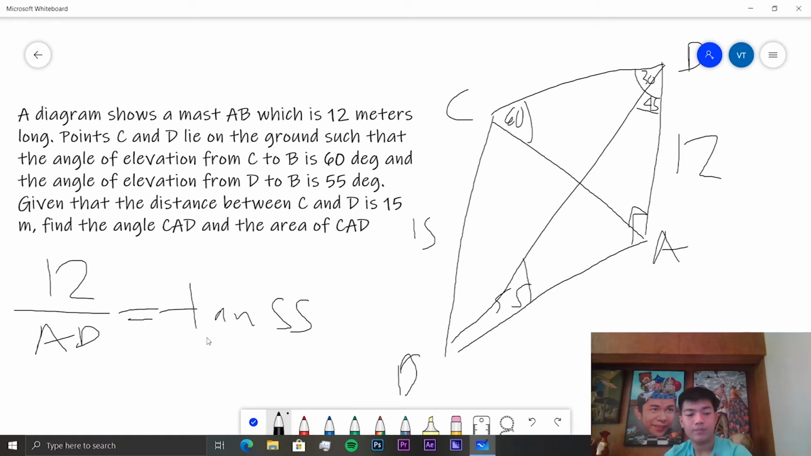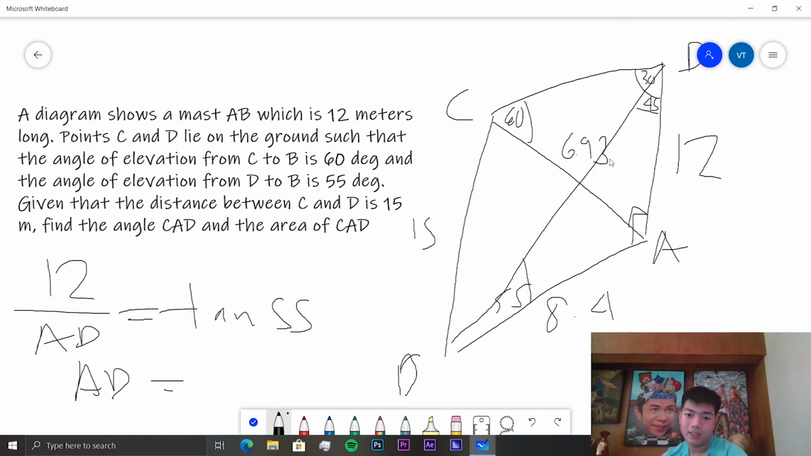So we have 8.4, that is, AD is equal to 12 over tan 55, which is equal to 8.4. Similarly, on this side, we have 12 divided by tan 60 as that side, so this is 6.93. And so now we need to figure out this triangle down here.